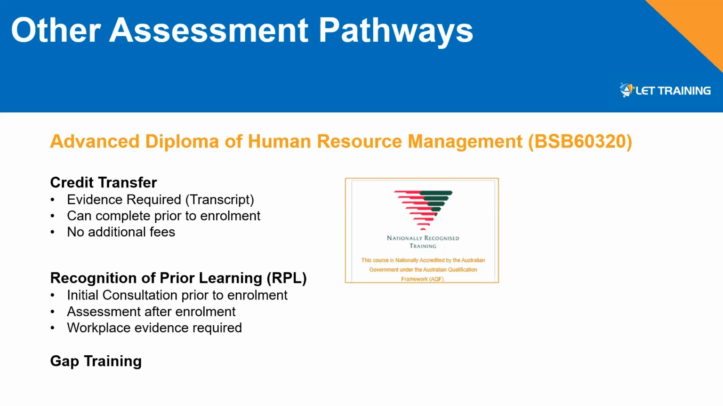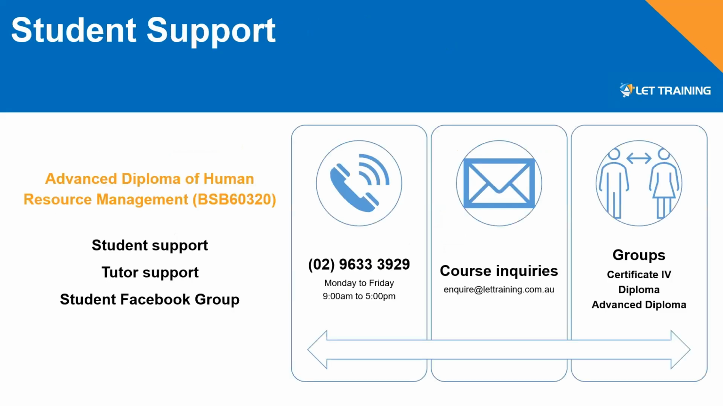Fantastic. And we'll just move on now to our next section, which is on support services. Now, we have touched on support services quite a few times, but just to clarify, you are able, prior to enrolment, to discuss your potential enrolment with the course advisors. You can contact us by phone at 0296333929. Our office hours are Monday to Friday, 9 a.m. to 5 p.m. That is Sydney time.